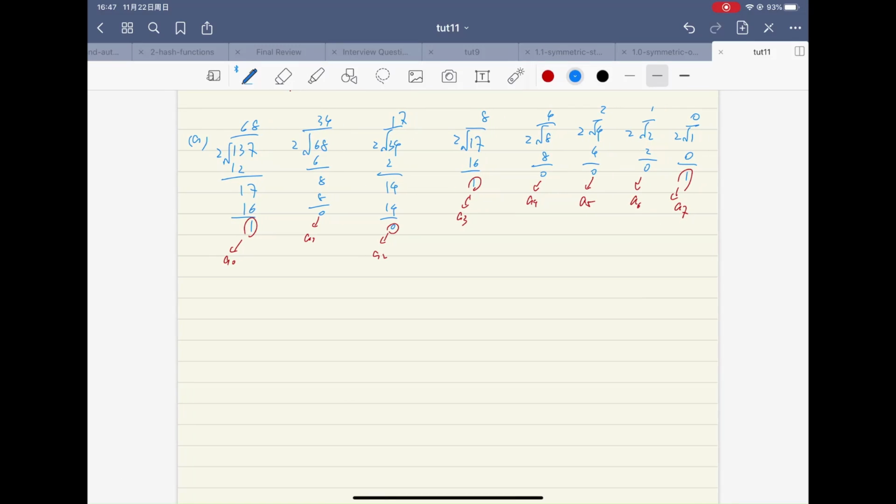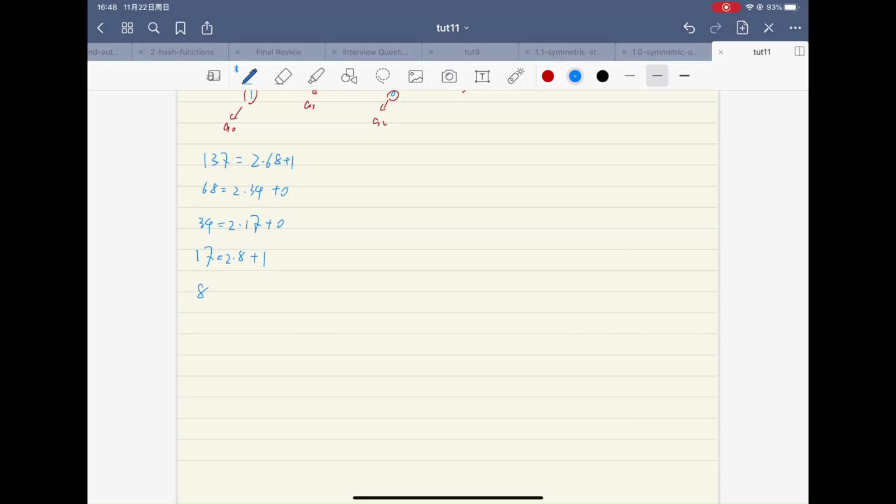So we have 137 equals 2 times 68 plus 1. 68 equals 2 times 34 plus 0. And 34 equals 2 times 17 plus 0. And 17 equals 2 times 8 plus 1. And 8 equals 2 times 4 plus 0. And 4 equals 2 times 2 plus 0. And 2 equals 2 times 1 plus 0. And 1 equals 2 times 0 plus 1.